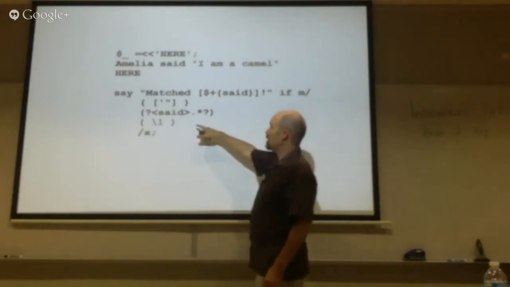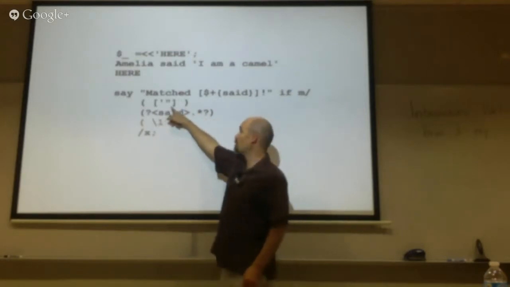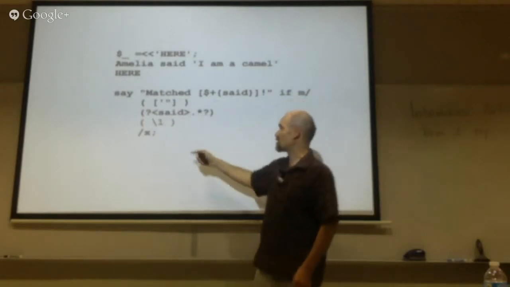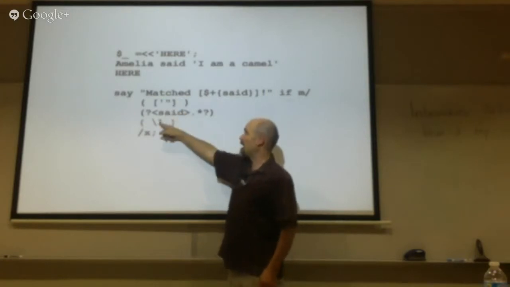Instead of repeating the same thing, I could just put a back reference here. So I'll remember something in here. This is my $1. And then when I want to match something else, I'll just match the $1 again. Okay? So if I match a double quote here, I have to match a double quote here.